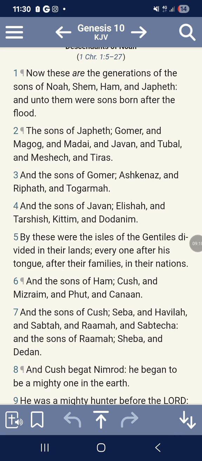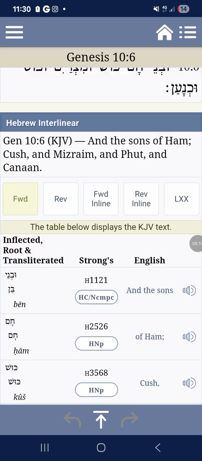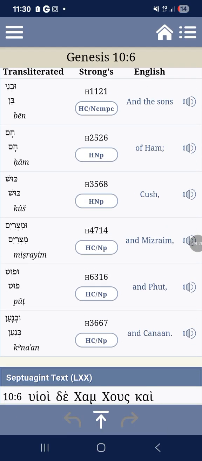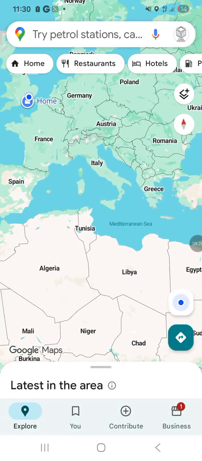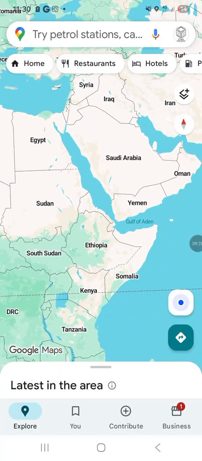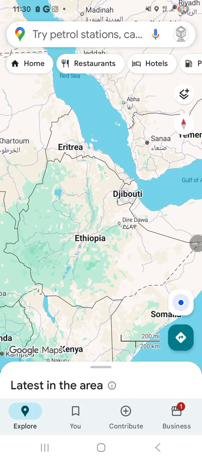Let's go into a bit more detail. So we're going to go into the children of Ham. Okay, the children of Ham. Right. So one of the children of Ham is Kawash. Kawash comes from this area over here. Right. Ethiopia, Eritrea. These are the children of Kawash.